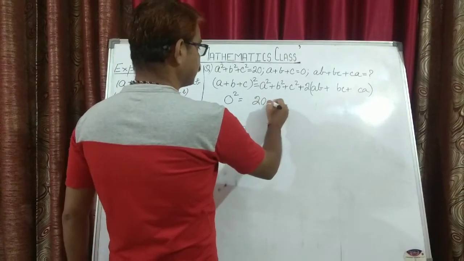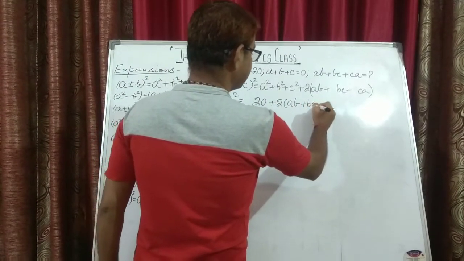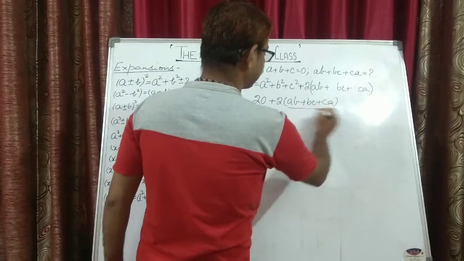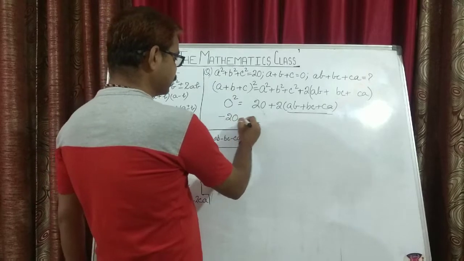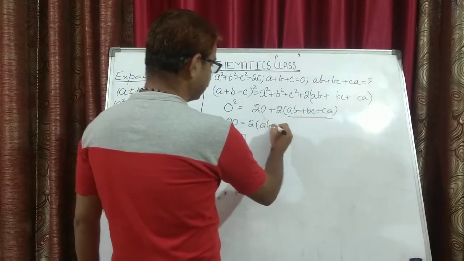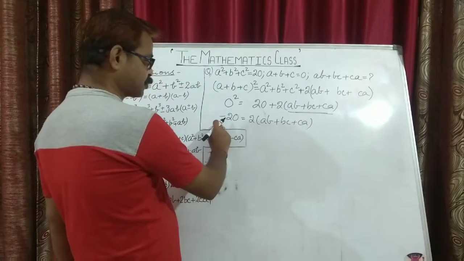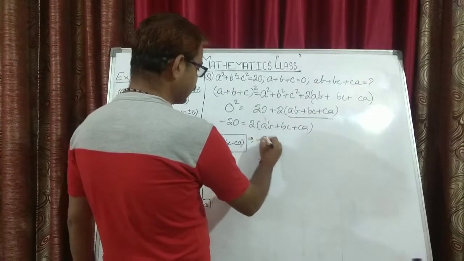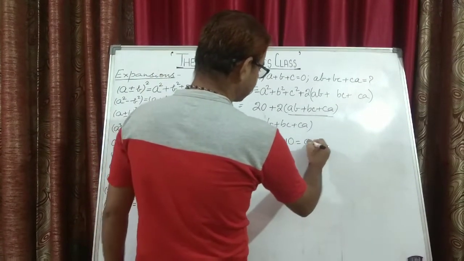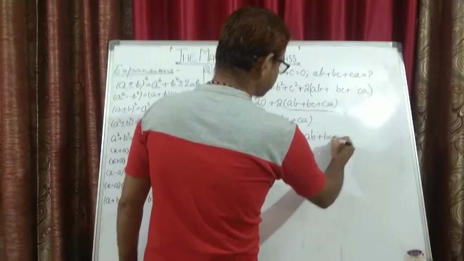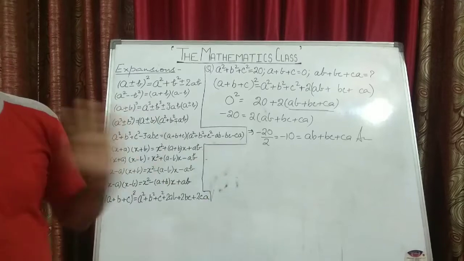So just 20 plus 2 times (AB plus BC plus CA). You have to find the value of this term. So this 20 goes to the other side and becomes minus 20, which is equal to 2 times (AB plus BC plus CA). So this 2 comes to the other side and goes into division. So minus 20 upon 2, that is minus 10, and that is the value of AB plus BC plus CA. That is the final value.